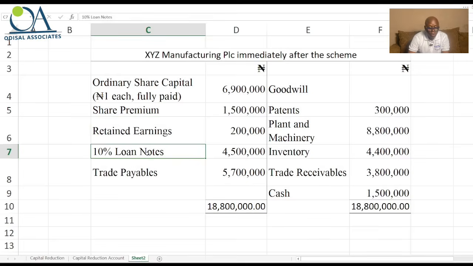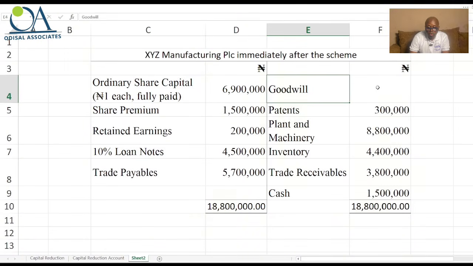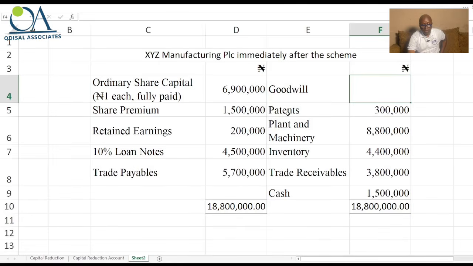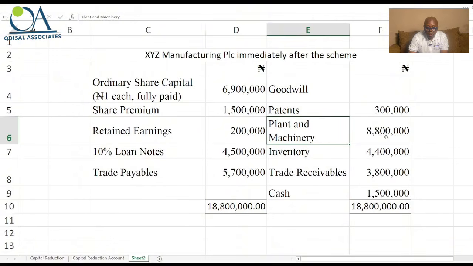Then the 10% loan note has now been reduced by half. So we have only 4.5 million. And then trade payables, we bring it down because nothing happened to it. It was not touched. Then there was no goodwill again. Goodwill has been written off. Patents reduced to 300,000. Plant and machinery reduced to 8.8 million. So we remove the 1.7 million.